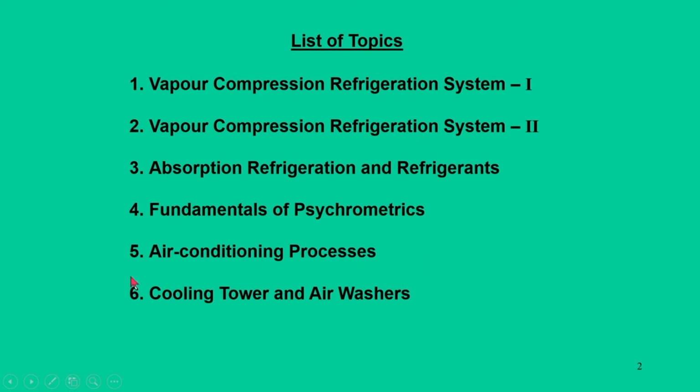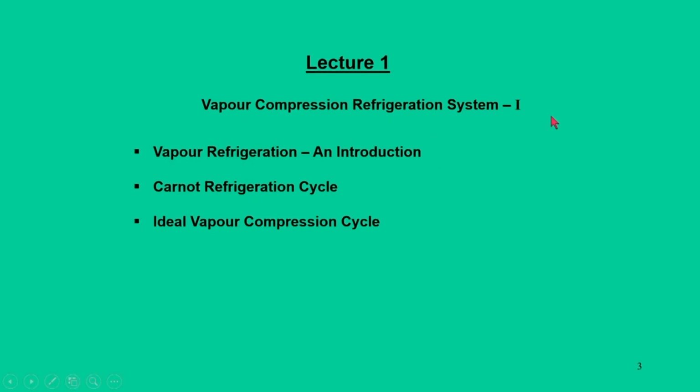and finally, in the last lecture we will mainly focus on a particular application oriented topic, that is cooling towers and air washers. With this, we can see how continuous year-round air conditioning requirements can be achieved through these air washers. So, let us start the first lecture, that is vapor compression refrigeration systems.